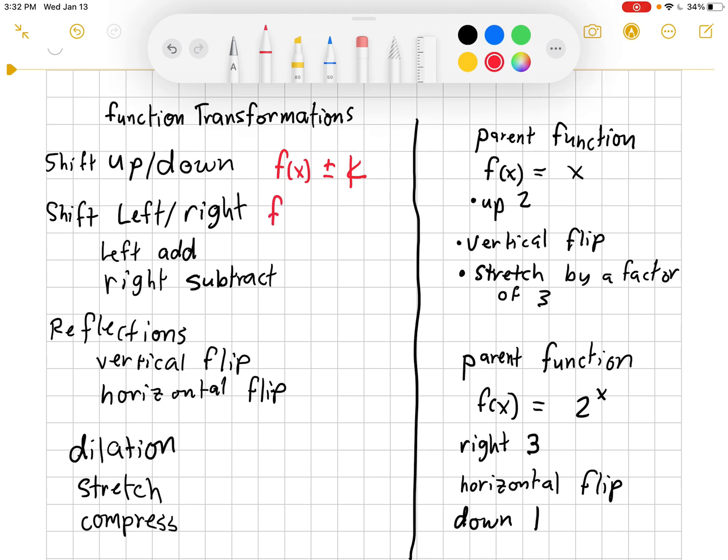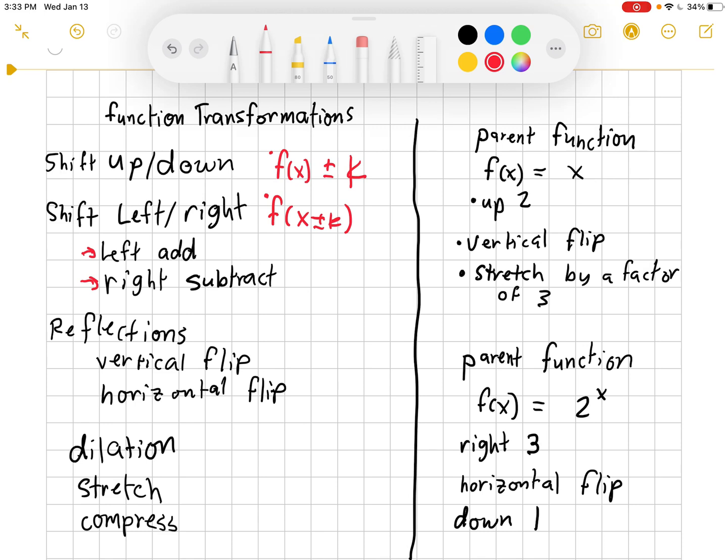Similarly, if we want to shift left or right, we add or subtract directly from the x value. So it looks like that. Notice for up and down, it's in or outside of the parentheses. And here, it's inside the parentheses. And you'll recall that when it's to the left, we add, and when it's to the right, we subtract. Keep that straight. It's a little bit counterintuitive.